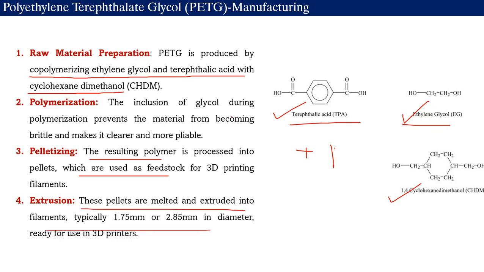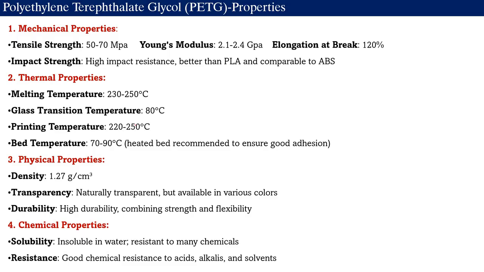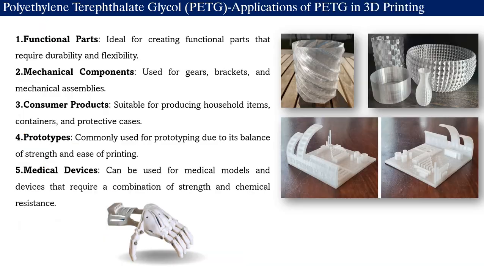Now here again, the printing temperature and bed temperature are the important properties. If you are using this filament, you have to set this temperature for the extruder and this temperature for the printer bed. The applications are the functional parts.